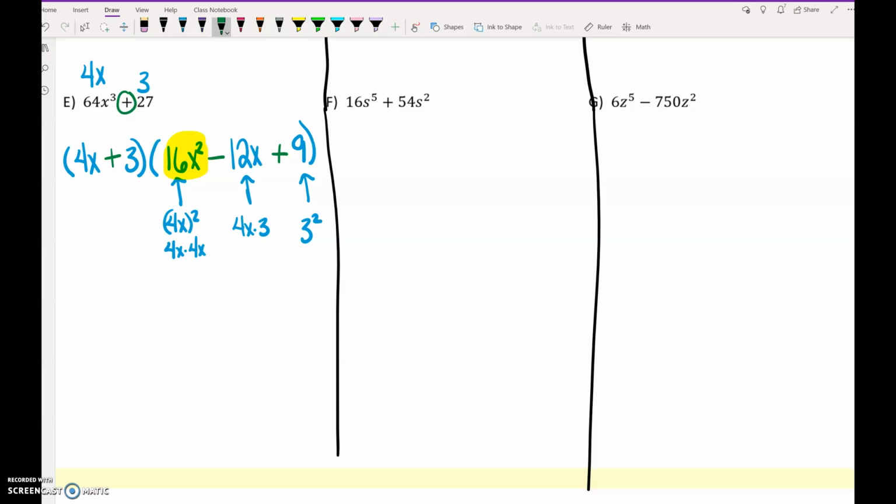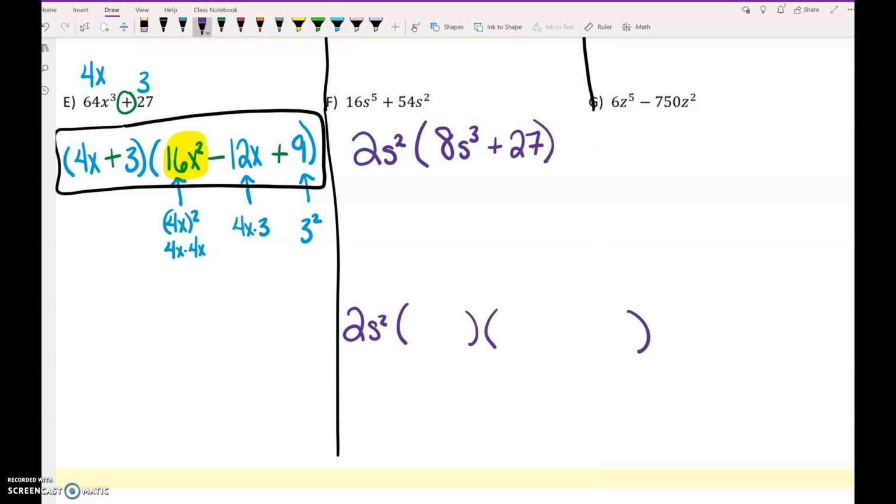Okay, so some of you are thinking, all right, not a big deal, totally fine. You move to example F, well, hold on a minute, 16 and 54 aren't on that list. The other thing is, do you notice that it's not s to the third, it's s to the fifth? So these two terms have something in common. We first need to do GCF and figure out what they have in common. Look at what these two terms have in common. They have 2s squared in common. Pull that out, and now we need to factor 8s cubed plus 27.